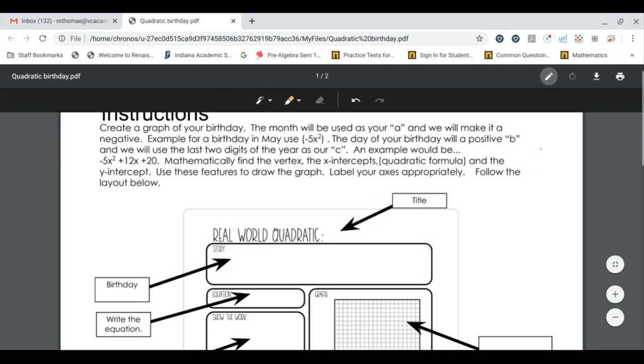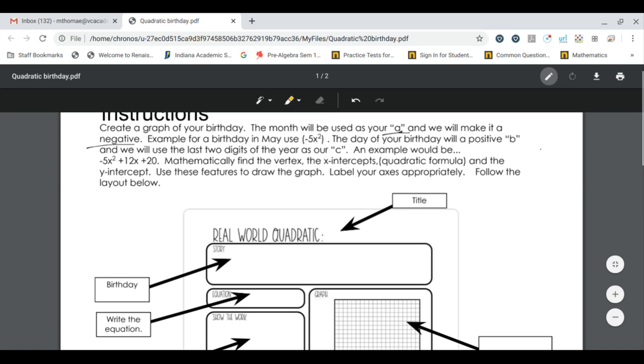You're going to use the month that you were born as your A, and that's going to need to be negative. So an example, if you were born in May, it'd be negative 5x squared. Then you're going to take the day you were born and make that B, and it'll be positive. And then you're going to use the last two digits of the year you were born as your C. So an example would be negative 5x squared plus 12x plus 20.